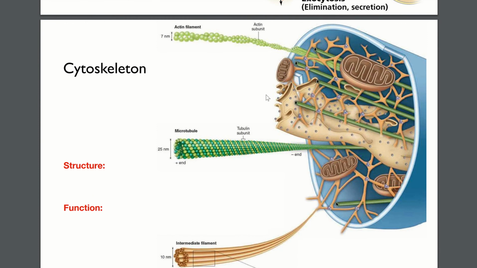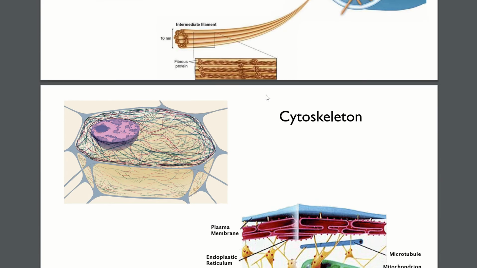Cytoskeleton, they are interesting stuff that we didn't cover in year 11, but they're basically just structures that are present in the cell that are used to support the structure and used to sometimes transport things around the cell.